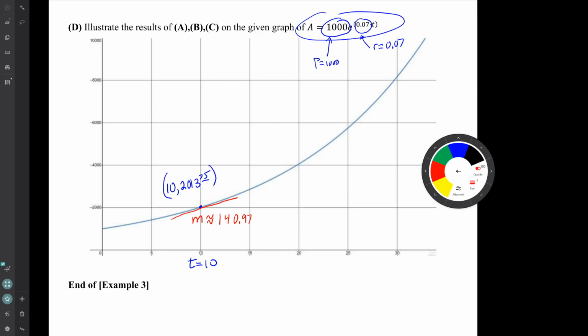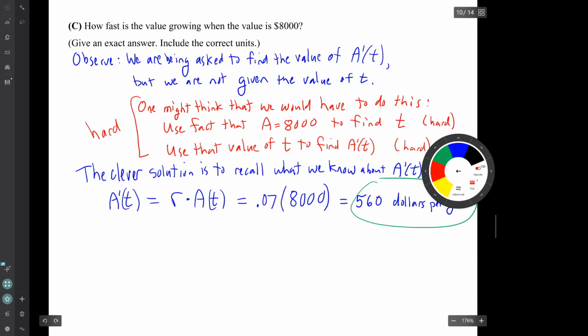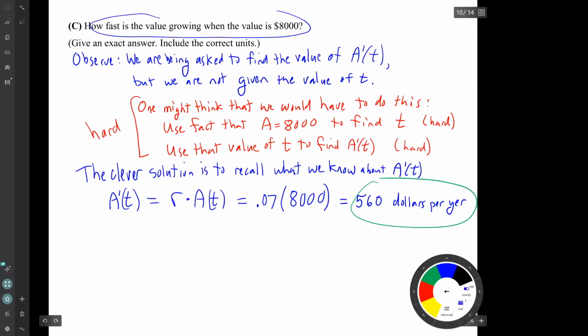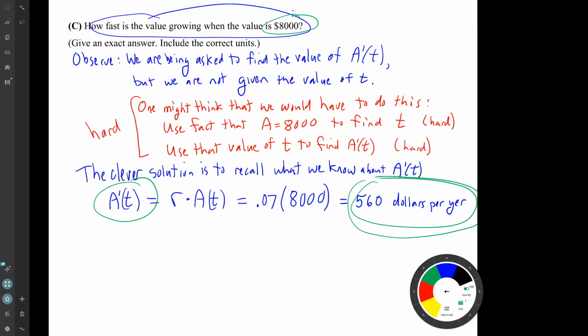Now what about our answer to question C? Question C was, how fast is the value growing when the value is 8,000? And we found this answer, $560 per year. Now that's denoted by this symbol, capital A prime parentheses t, but we don't know the value of t. But we do know that the value is 8,000. So all we need to do is find the place on the graph where the value is 8,000 and draw the line tangent to the graph at that point. And that line is going to have a slope of 560.